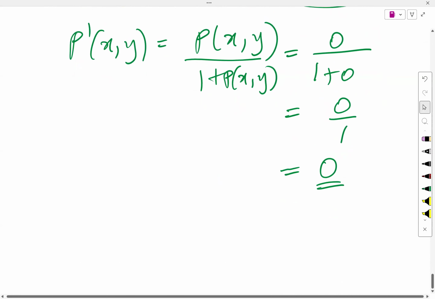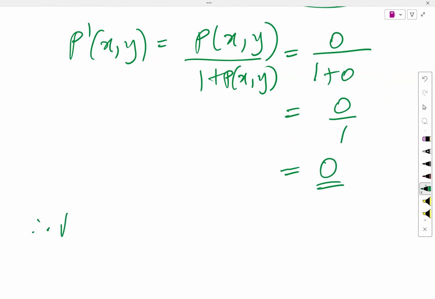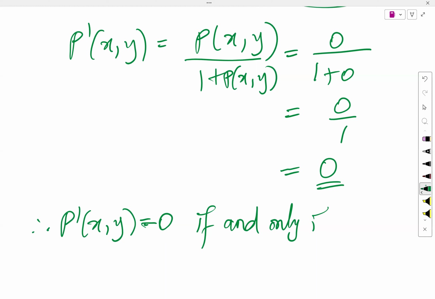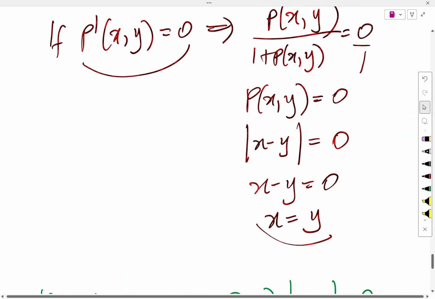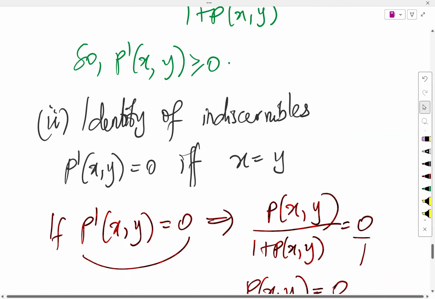So you see now that x equals y leads us here. So at the end of the day, we can say overall, therefore, P prime of x comma y is equal to 0 if and only if x is equal to y. So that is established. So that is the identity of indiscernibles.